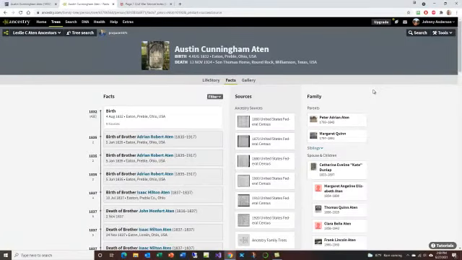This one was actually pretty easy. We had a great indication of where he lived. We had a Civil War record on Ancestry. We had a 1910 census indicator, and we had a Fold3 indicator. So with pretty good certainty, we can say that Austin Cunningham Ayton was a Union Army Civil War veteran.